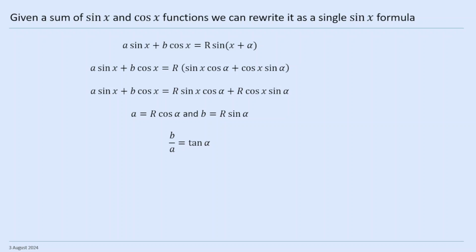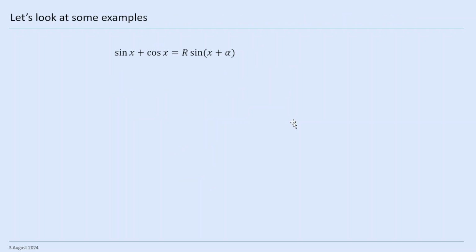So if we divide these two equations, we get b over a equals tan alpha. The r's cancel, top and bottom. So alpha is the inverse tan of b over a. Okay, so let's look at an example.